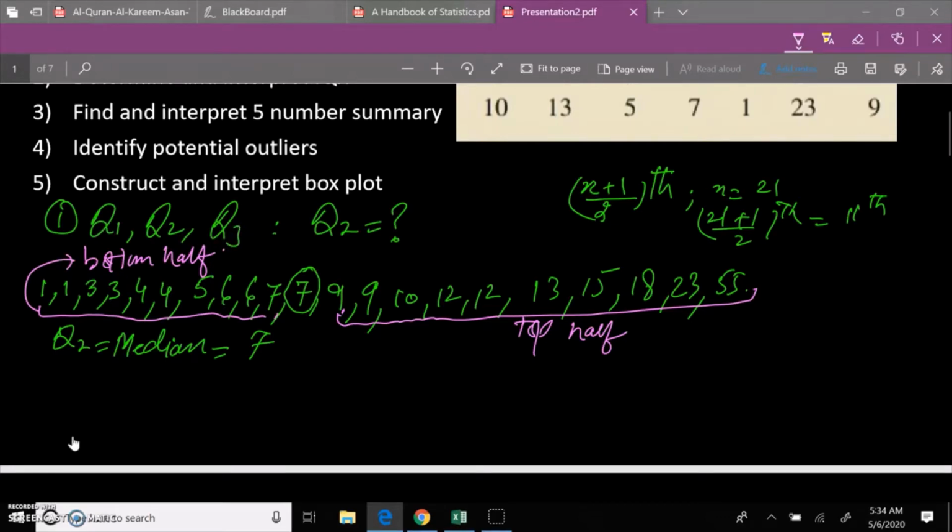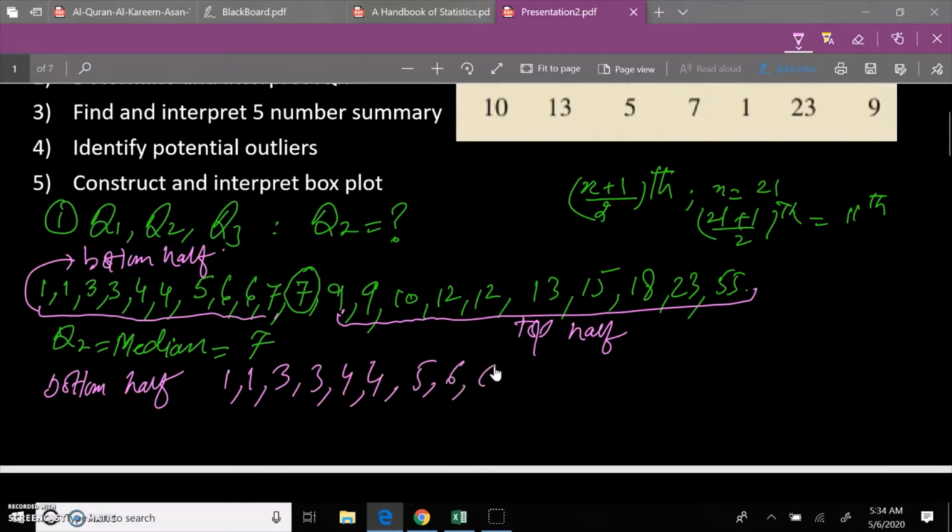Now I'm going to write the bottom half of my data set. The bottom half of the data set is 1, 1, 3, 3, 4, 4, 5, 6, 6, and a 7, right? This is my bottom half of the data set.